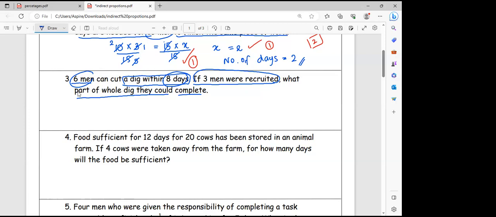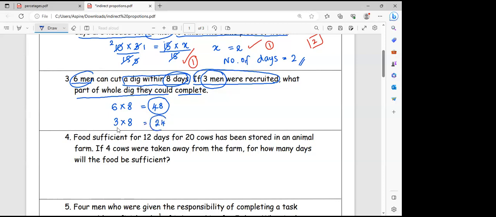Then look at to calculate this one. First of all, identify the magnitude of the work. That means to complete the cut of dig, how many days are needed for a 1 man? It can be calculated by 6 times 8. Answer is 48. Okay. But they have recruited only 3 men. Then 3 times 8, it is 24.